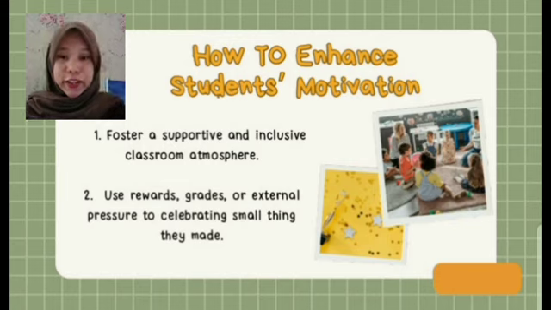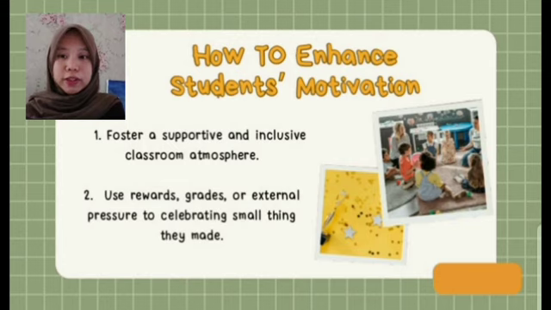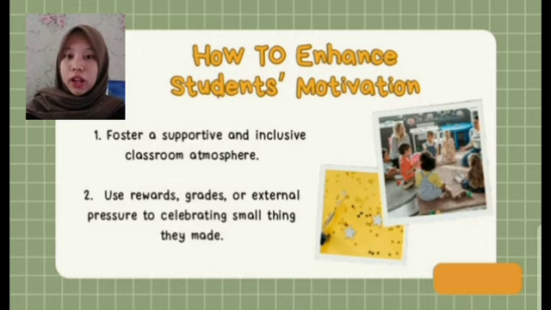And the last point is to use rewards, grades, or external pressures to celebrate the small things they achieve. Rewards and grades can help students set and achieve specific learning goals, which can help them focus and stay motivated throughout the learning process. This can encourage students to put in more effort and work harder to achieve their goals.